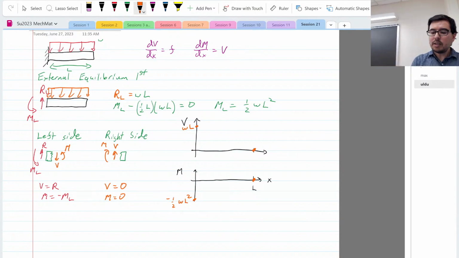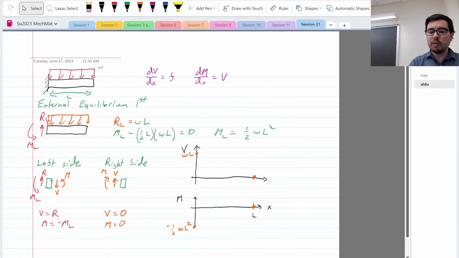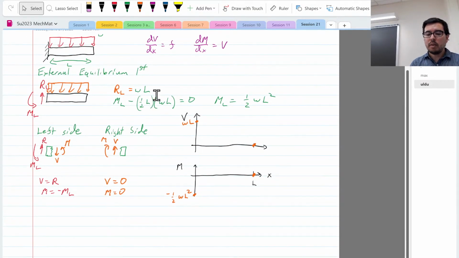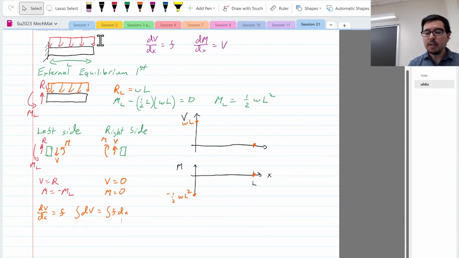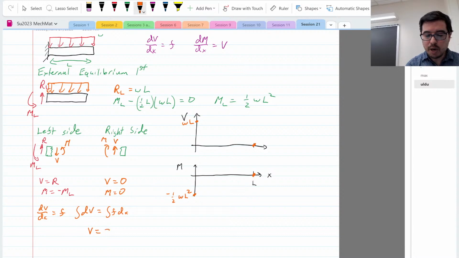So the question is, how do we get from these 2 points? That's where we have to use these equations. For the first one, we have dV/dx equal to f. We can say that the integral of dV is equal to the integral of f dx. This is minus w, by the convention. So we get that V is equal to minus wx plus c1.